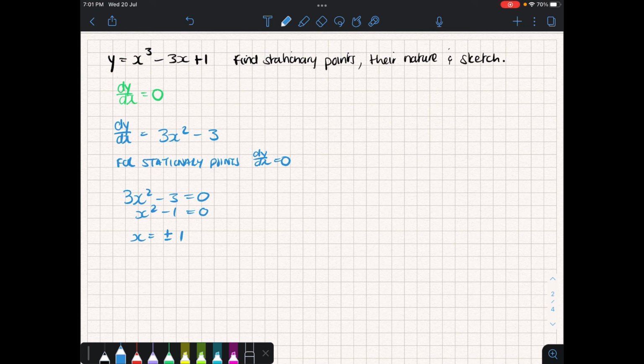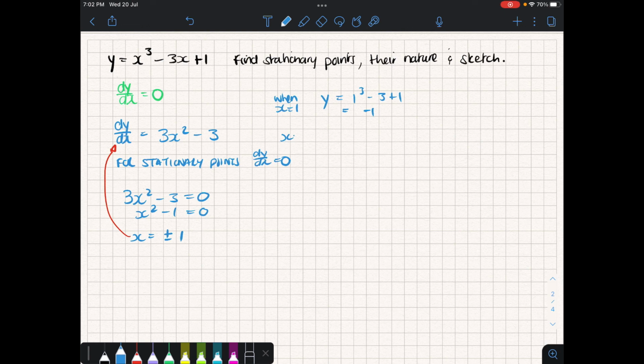Now, I know their x coordinates. If I want to find their y coordinates, I cannot put the x values back into the gradient function, because that's going to give us 0. That's what we just solved. So if I want to find the corresponding y coordinates, I need to put them into the original equation. So let's say when x is equal to 1, then y is equal to 1 cubed minus 3 plus 1, which is going to give us minus 1.